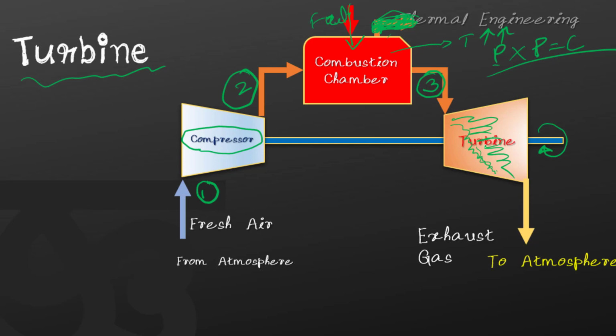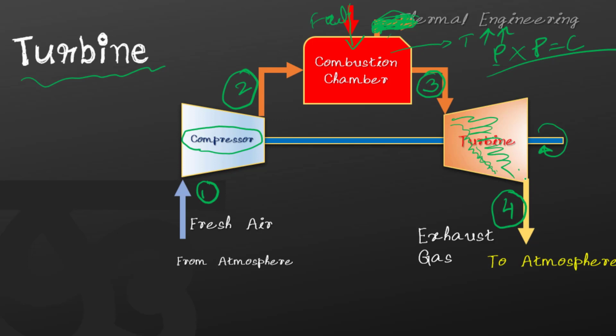Now what is a turbine? This is basically an expansion process. The expansion takes place inside the turbine. So after expansion, the temperature will decrease, and expansion means pressure decrease. Pressure will decrease, and volume will increase, because that is the nature of expansion. Pressure decreases, volume increases, and temperature decreases. So this is state 4 of the cycle.